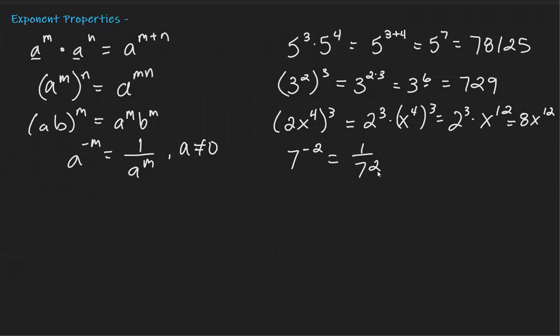I took the reciprocal of it, and then I got rid of the negative in my exponent. But then we know what 7 squared is. That's 1 over 49. Okay? So watch out when you're using your negative exponent properties.